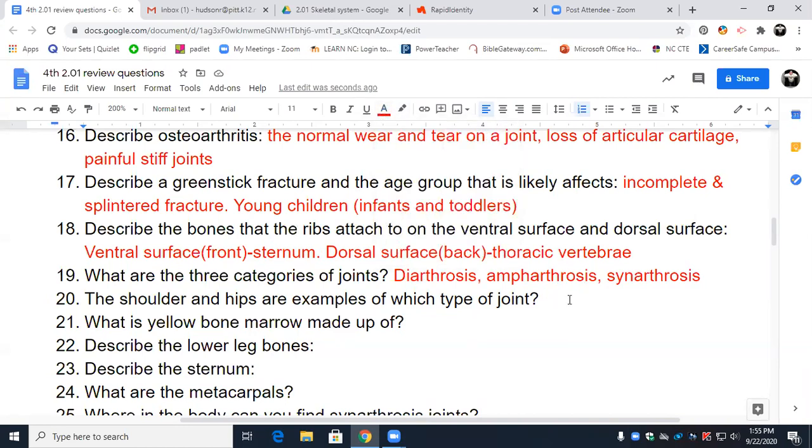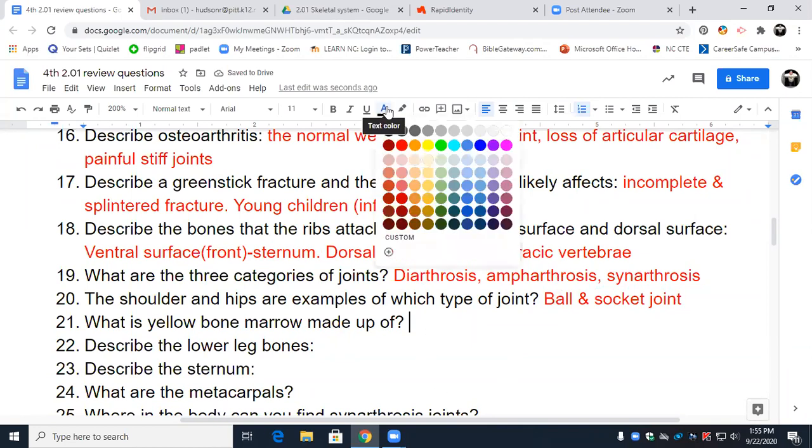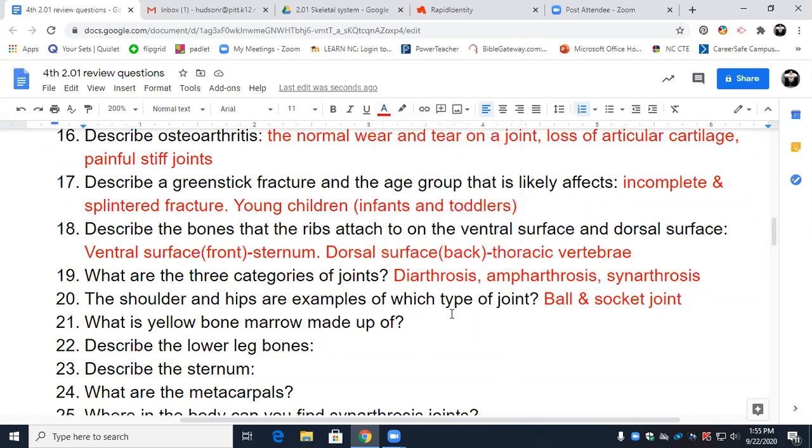The shoulders and hips are examples of what type of joint? It's a diarthrosis joint. Anybody? Ball and socket. What is yellow marrow made up of? Fatty tissue.